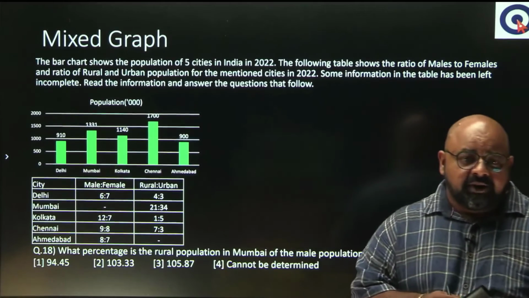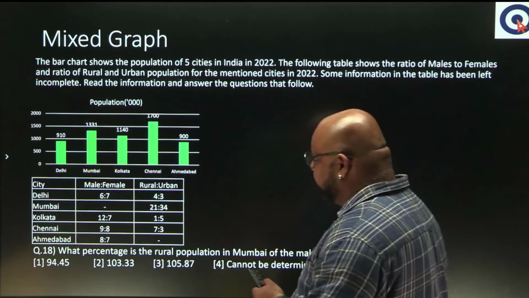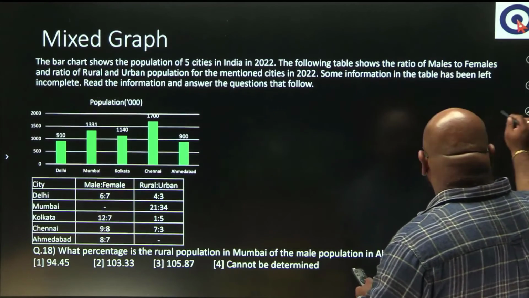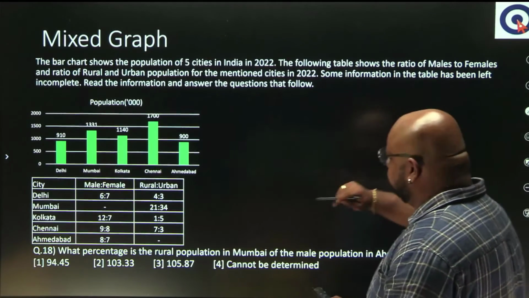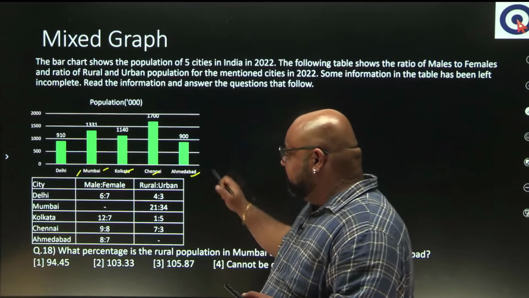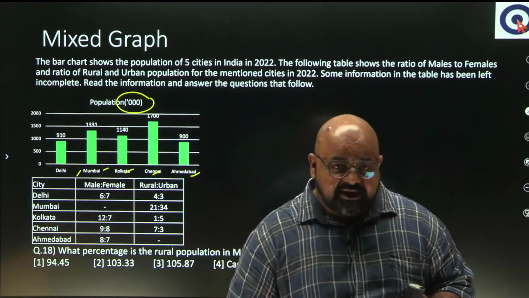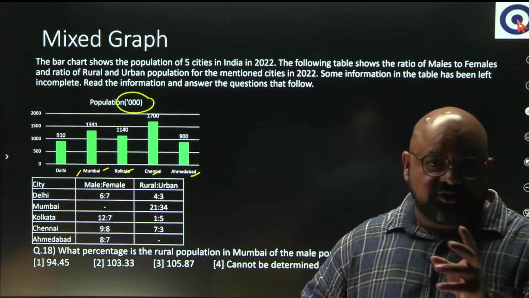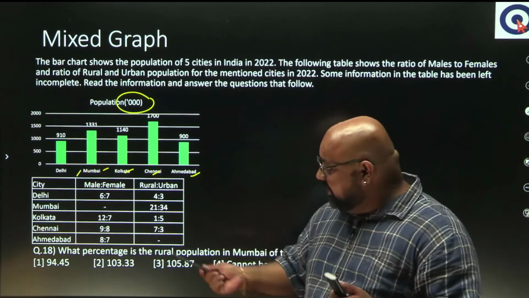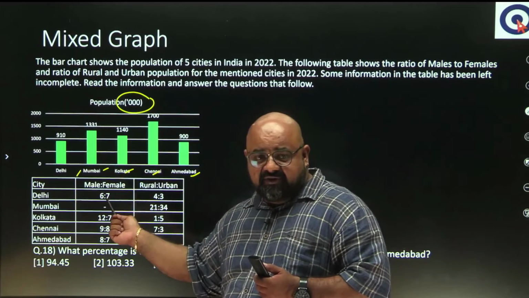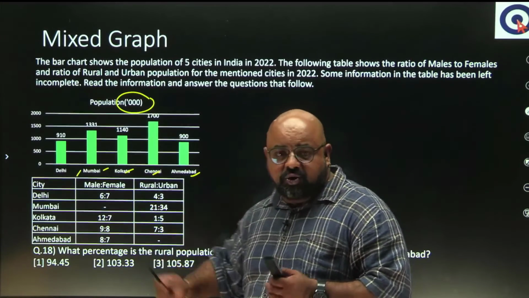For example, here the bar chart gives me the population of 5 cities: Delhi, Mumbai, Calcutta, Chennai, Ahmedabad, and their populations are mentioned. Also, there is a unit 000. So, for example, the population of Delhi will be 910,000. Further, in the table, it says for every city, the population is divided in the ratio male to female 6:7, and rural to urban it is divided in the ratio 4:3, and so on for each corresponding city.